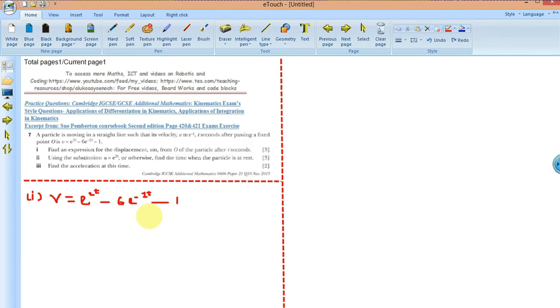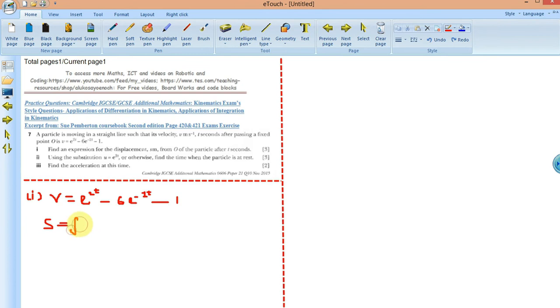Now we have to find an expression for displacement, so by implication, you go ahead and integrate what we have here. Displacement s equals the integral of velocity with respect to time, so v dt. Let's go ahead and do that. With the exponential function, it's like garbage in, garbage out, guys.